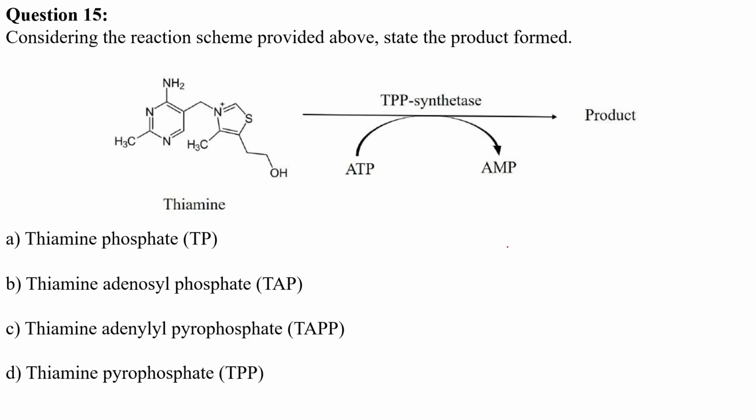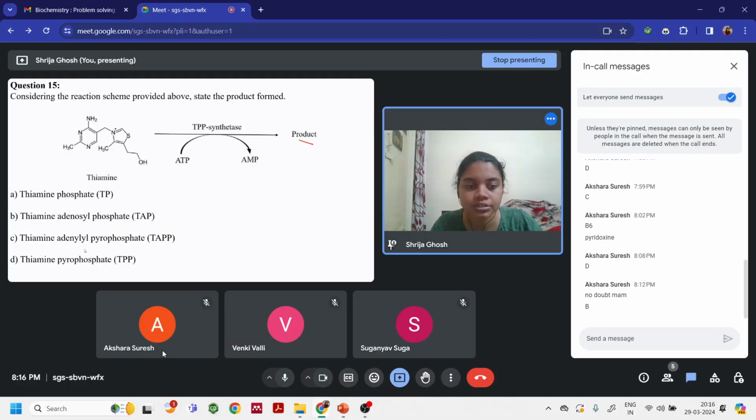So question number 15. Considering the reaction scheme provided above, state the product form. So we have here thiamine and we have TPP synthetase, ATP and AMP. We have to tell what is the product form. So we have already discussed this. So tell me what would be the product form. Option A, thiamine phosphate. Option B, thiamine adenosyl phosphate. Option C, thiamine adenylyl pyrophosphate, and option D is thiamine pyrophosphate. What would be the correct answer here?